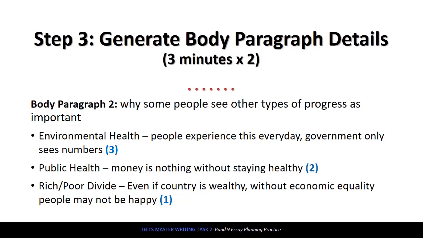And I think these are 3 different ideas. I think first I'll talk about rich-poor divide, second I'll talk about public health, and third I'll talk about environmental health. Why do I do this order? Well, for me, I think it's most natural to go from an economic focus in the first paragraph to a slightly related economic focus with rich and poor divide in the second paragraph. If I jumped from economics to environment, I think it would be a big jump. If I go from economics to economic equality, then it's a smoother transition from paragraph to paragraph. So that's why I chose this order for this paragraph.